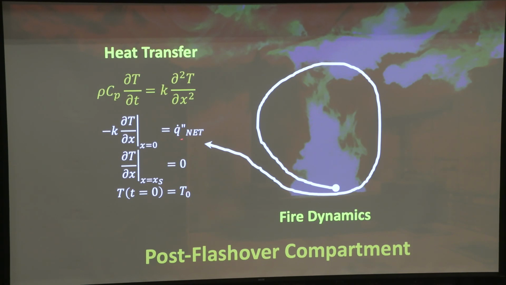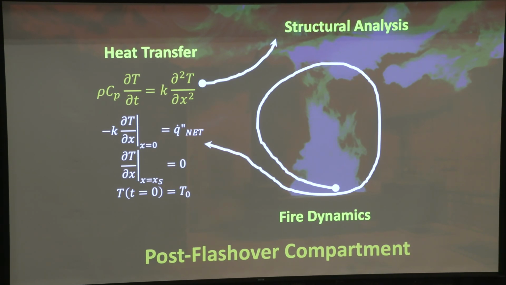And once you have the boundary condition, you can solve a one-dimensional heat transfer equation that basically allows you to calculate the temperature as a function of the depth and a function of time. So you get T(x,t), okay? And that basically then allows a structural engineer to do a structural analysis.